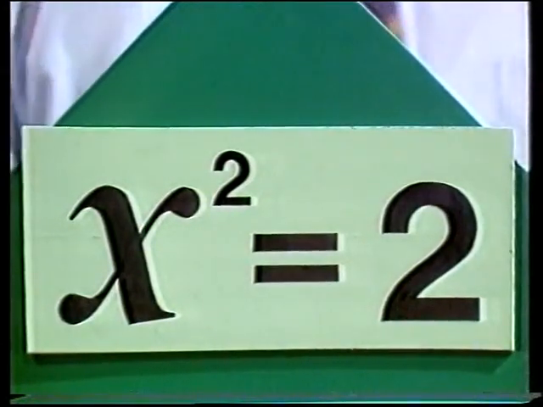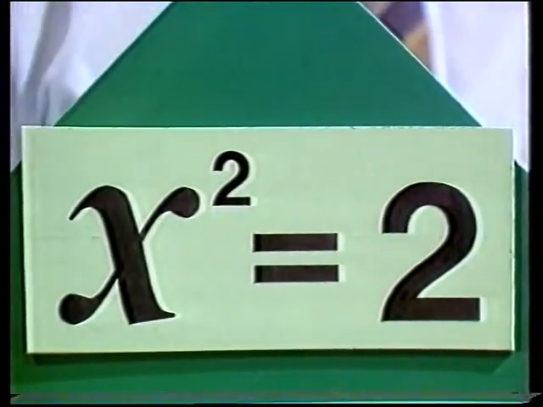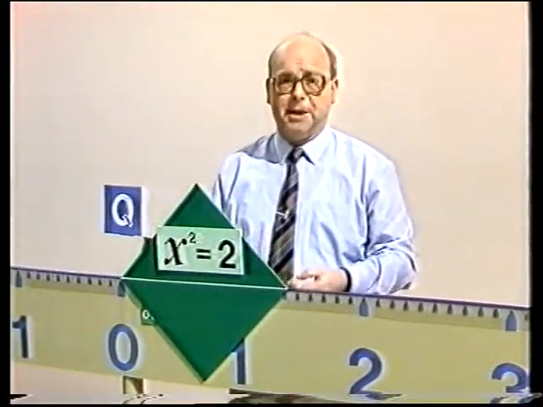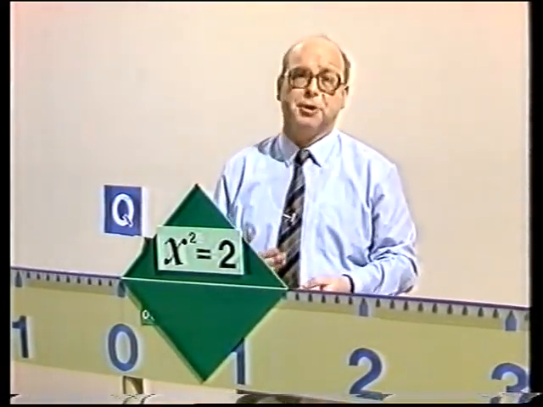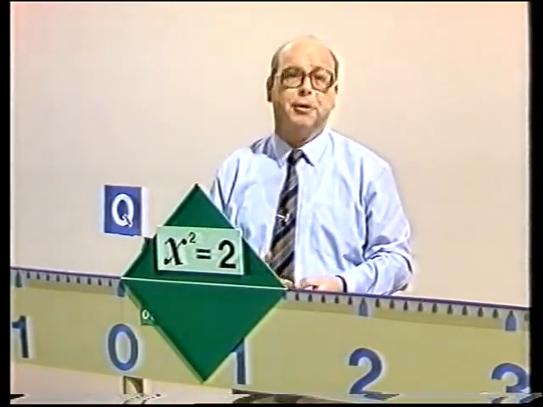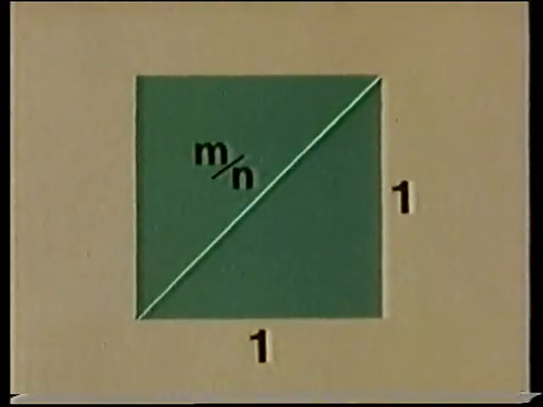However, it turns out that there is no rational number whose square is 2. There are several ways to prove this. There's an algebraic one in the unit, but here's a geometric one. It's a proof by contradiction. We start with a square of side 1. Let's assume that the diagonal can be written as a rational m over n.